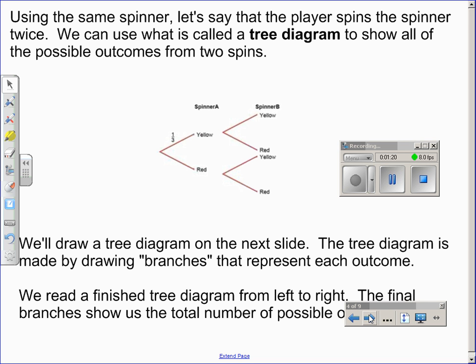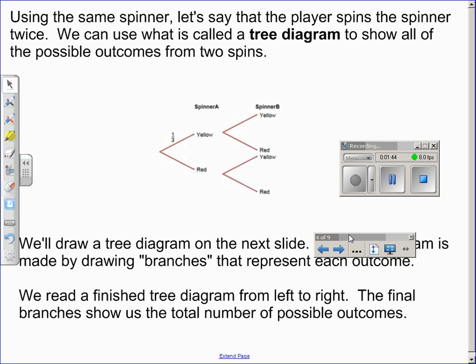Using the same spinner, let's say that the player spins the spinner twice. We can use what is called the tree diagram to show all of the possible outcomes from 2 spins. We'll draw a tree diagram on the next slide. The tree diagram is made by drawing branches that represent each outcome. We read a finished tree diagram from left to right. Final branches show us the total number of possible outcomes.